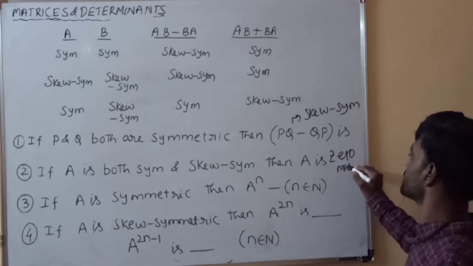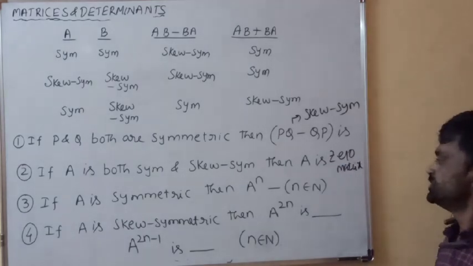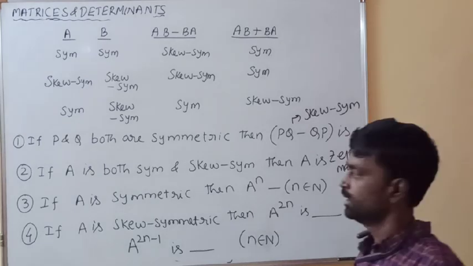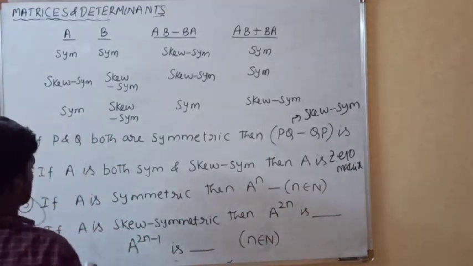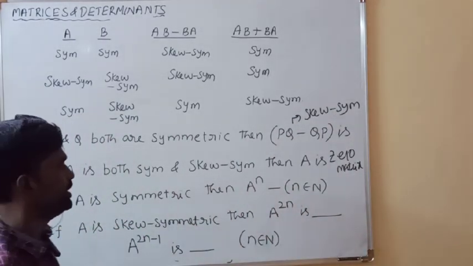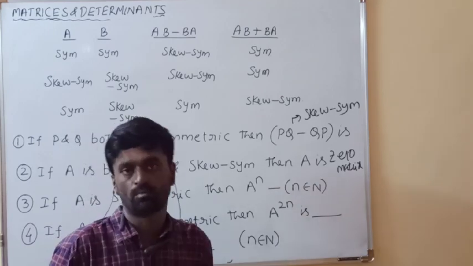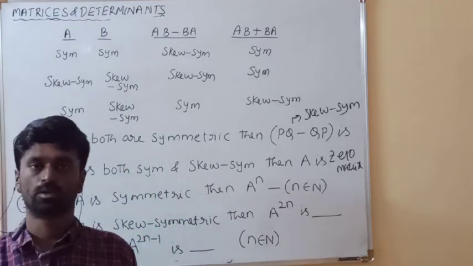Zero matrix. What is the answer? Zero matrix. Next, third question. If A is a symmetric matrix, then A power n is what kind of matrix? Where n is a natural number.